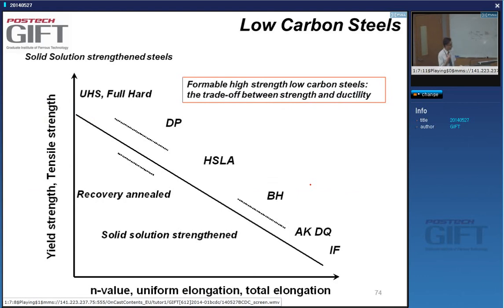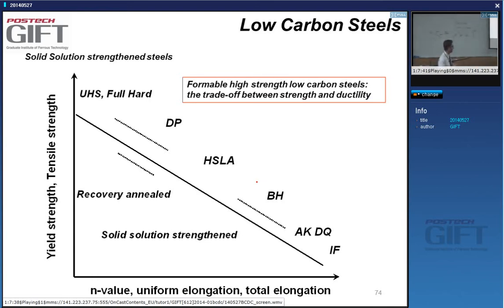Right, and let's just finish today with this slide here. With the aluminum killed steels and the IF steels, and structural steels, we'll start on Thursday this week.